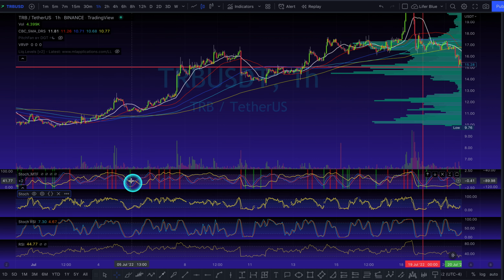Look right here where the price went up, dipped down, popped up, and came back down. On the regular stochastic and the stochastic RSI, the stochastic RSI followed it well, but the regular stochastic didn't follow it as well. I mean, it kind of did, but there were a lot of jumps in it.